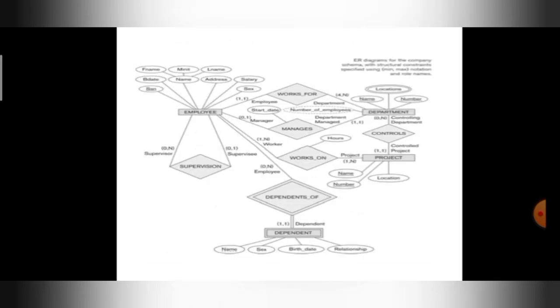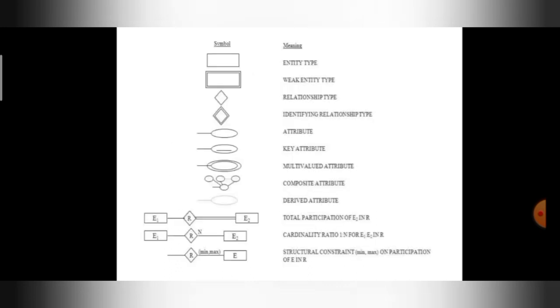For example, here total participation can be represented between employee and department. That means all the employees work for a department. All the employees here are working for the same department. So you can represent that employee department relationship with total participation. If you are representing that total participation, you should use double lines connecting the entities and the relationship type.